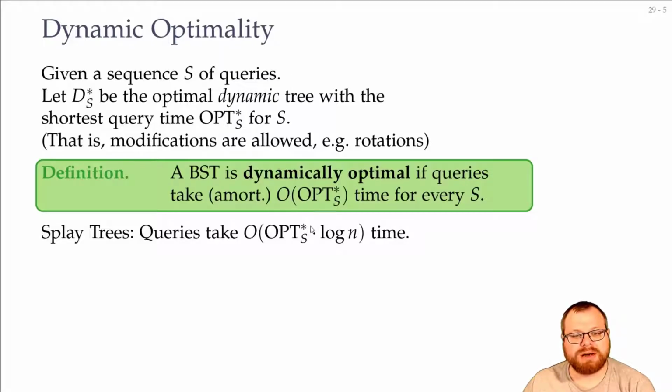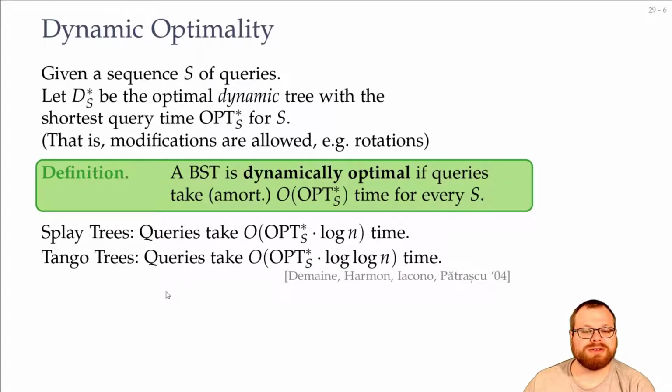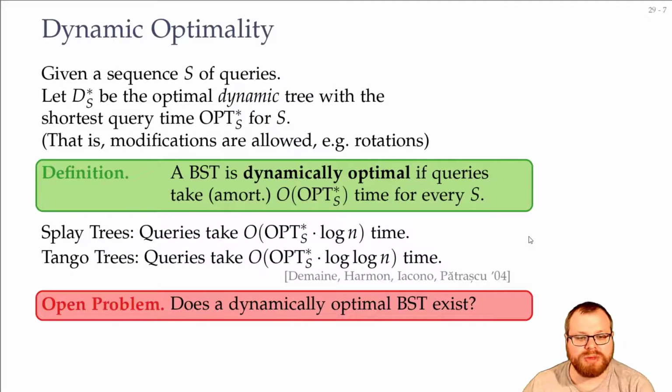For that, there are some maybe better trees, which are the so-called tango trees. There, Demaine et al. could show that it's only a log-log factor away. That doesn't mean that they are better than splay trees. It only means that the analysis is better so far. And the open problem is: is there a dynamically optimal binary search tree? We don't know of any, but we also don't know if it's impossible.